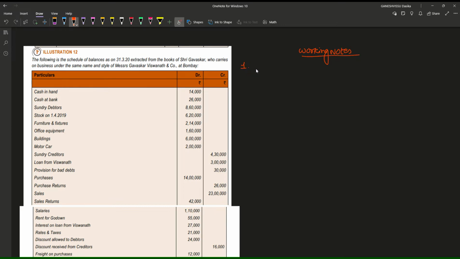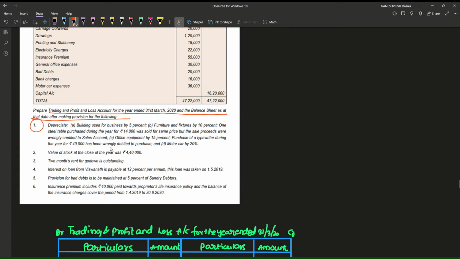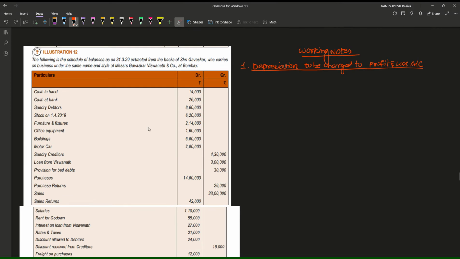Working note number one: depreciation to be charged to profit and loss account. As it is a loss, it is to be charged, that is, debited to profit and loss account. This is the first adjustment we can see: the building is to be depreciated by 5%. Let us have the building value here, buildings of 6 lakhs.